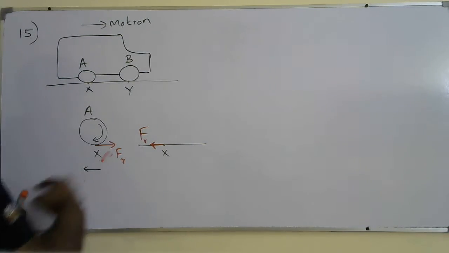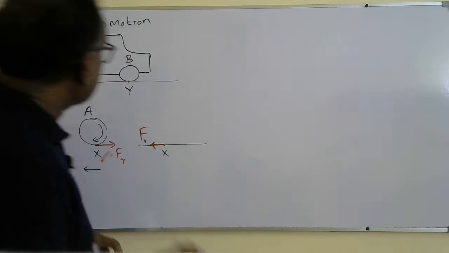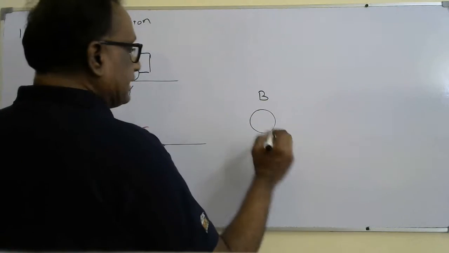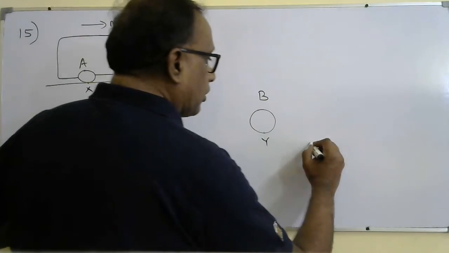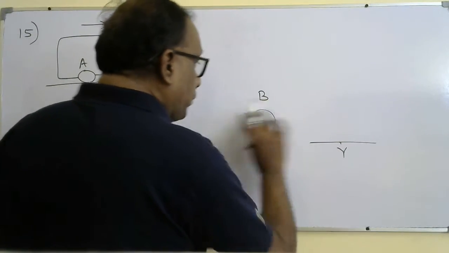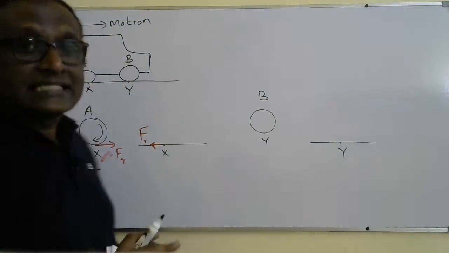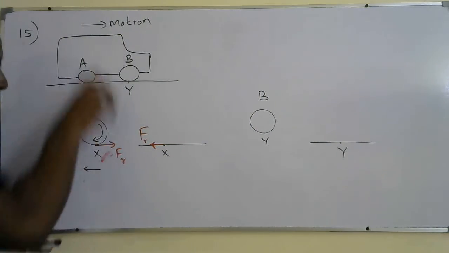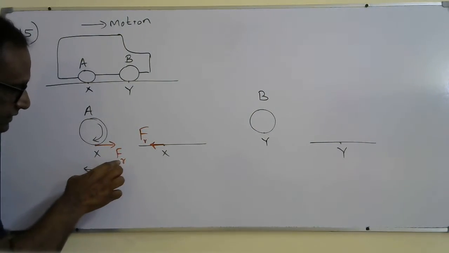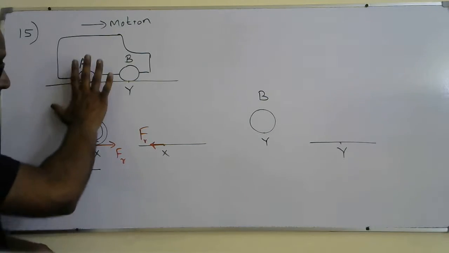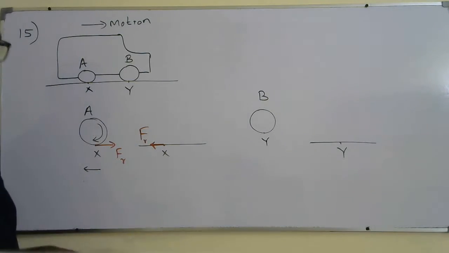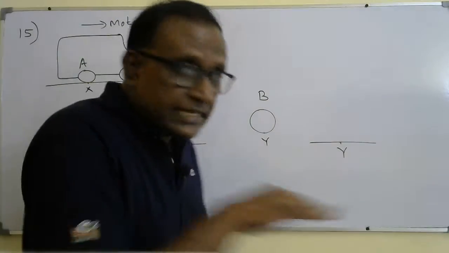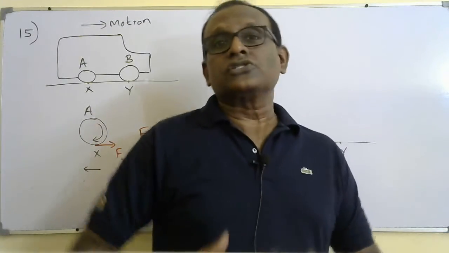When the car moves forward, now what will happen? Think about the wheel B. The wheel B is touching the ground at point Y. I'll draw that also separately. The wheel B will try to slip on the road. The car is moving forward because of the friction at X on the rear wheel, which is connected to the engine. When the car moves forward, the wheel B will try to slip on the road, but there is also friction.